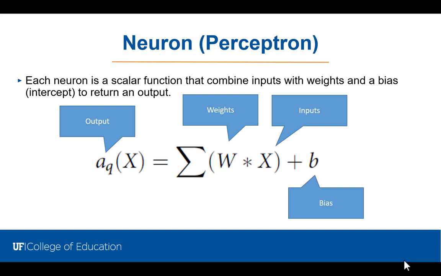So a neuron, also known as a perceptron, is a scalar function, so it outputs just a single number and combines inputs with weights and a bias. Okay, so here you can see that there could be multiple inputs that are combined with weights. In machine learning, each feature is an input. So for propensity score estimation, the features are the covariates that you want to balance, and each covariate is an input and it's weighted to provide an output.